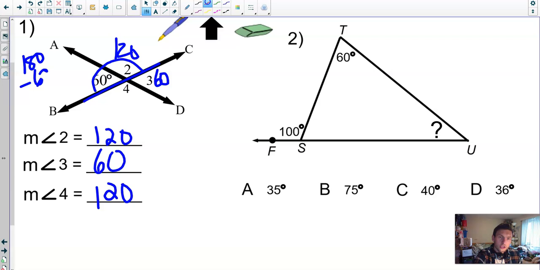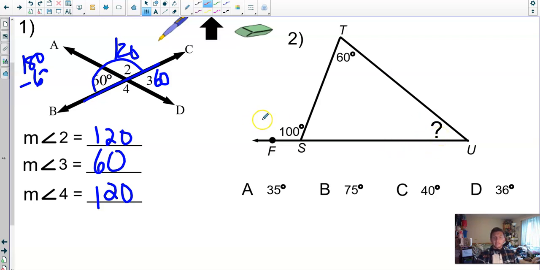All right, number 2. I see I'm dealing with a triangle, so already I have certain ideas going in my head: that the 3 angles of a triangle add up to 180. I don't think I'm going to be able to use that because I don't have 2 of the angles. I notice this 100-degree angle. What do we call that type of angle? It's called an exterior angle because it's outside of the triangle. And I'm looking for this question mark, which is an interior angle.